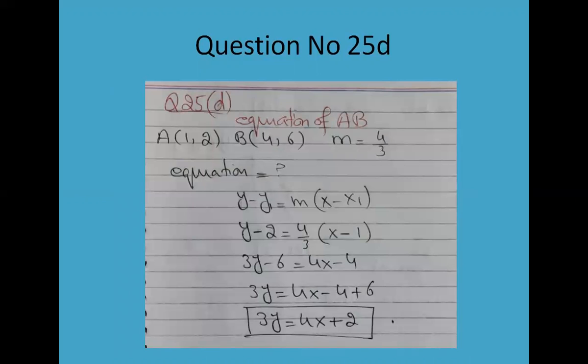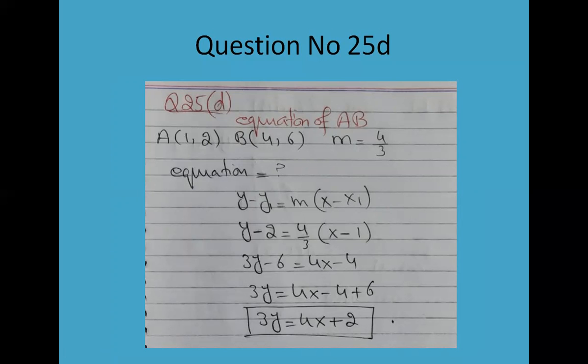Then we have to find the equation of the line. The method I use is I first find the gradient, which is 4 by 3, and I need one of the points through which the line is passing. So the equation will be y minus y1 equals m bracket x minus x1. I'm going to use this point: in place of y I'll put 2, in place of x I'll put 1. So you will have y minus 2 equals 4 by 3 bracket x minus 1.